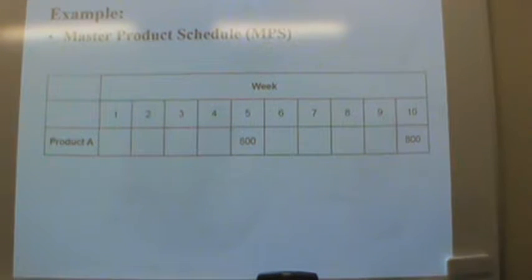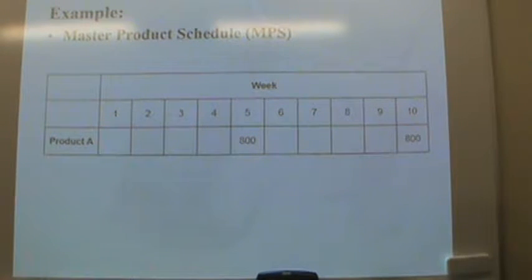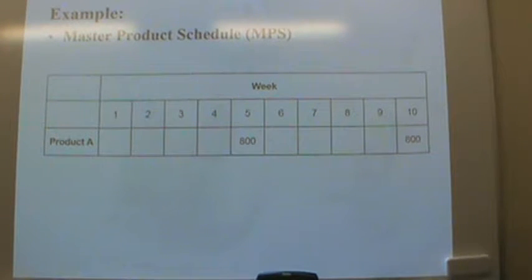Example. We need the master production schedule, MPS, the BOM, and the inventory file to run an MRP system. First required file, MPS. If we need 800 final products, the MPS is based on the final product: 800 in week 5, and 800 in week 10.